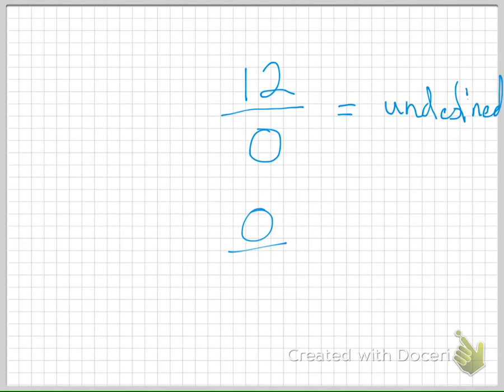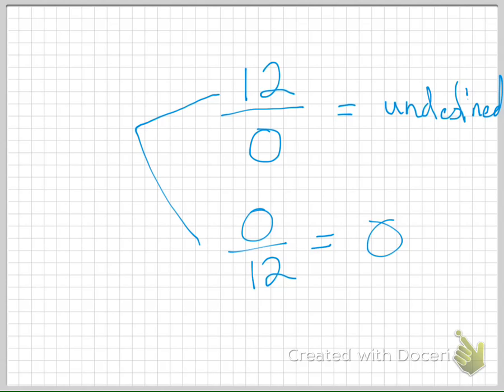0 divided by something, on the other hand, does make sense. If I have no textbooks and I want to make groups of 12, how many groups can I make? None, right? If I have no textbooks and I want to say how many groups of 12 I can make, well, that's pretty easy. I can't make any because I don't have 12 textbooks. So, don't get these two confused.